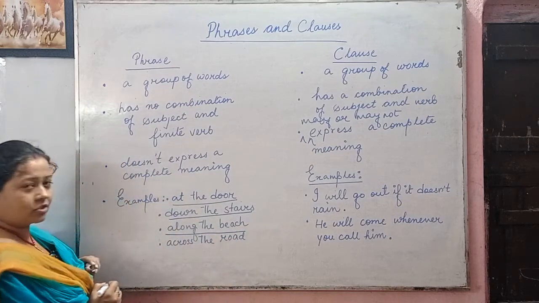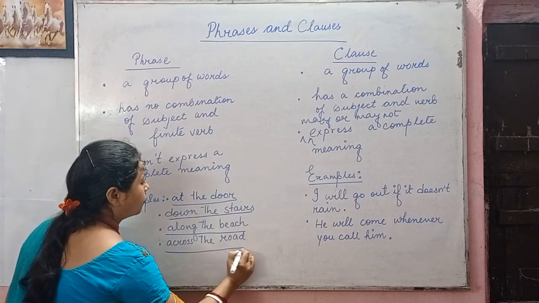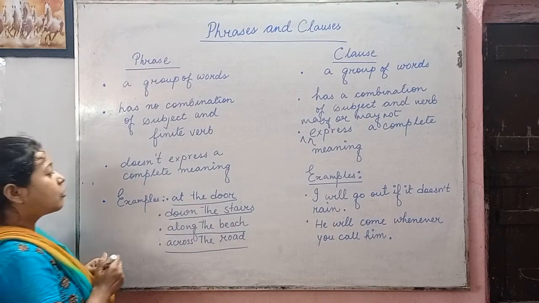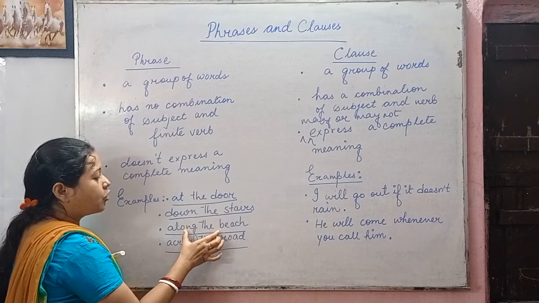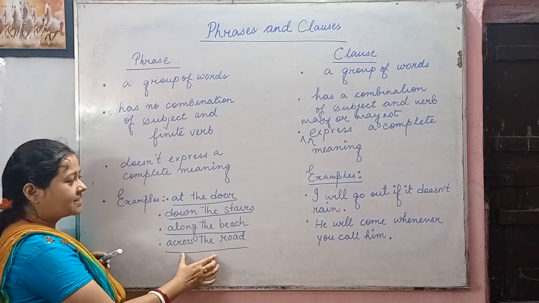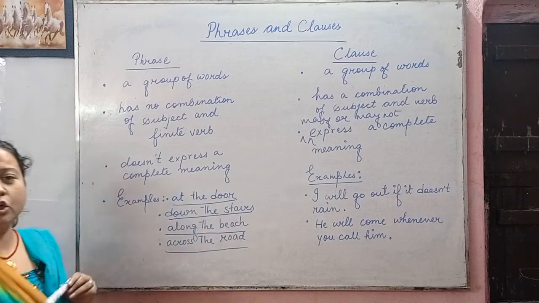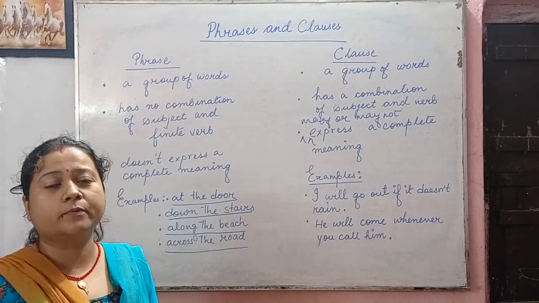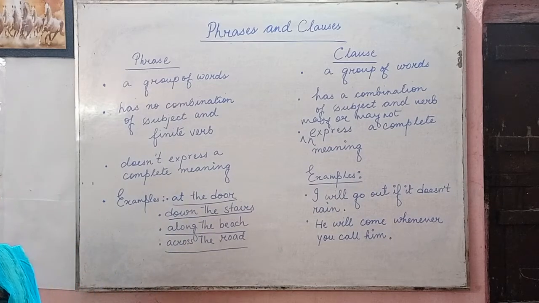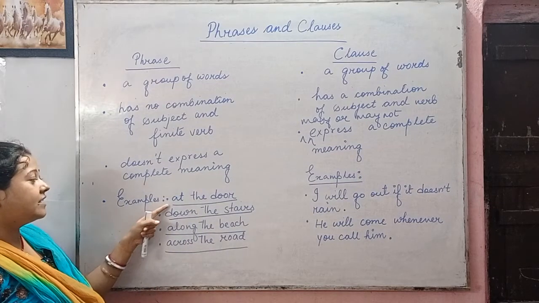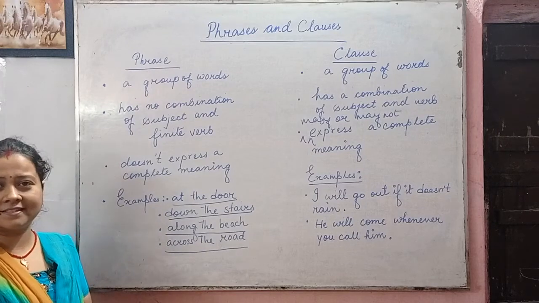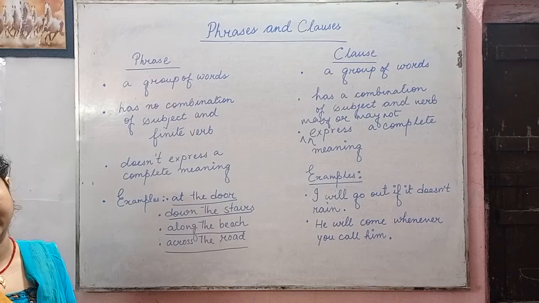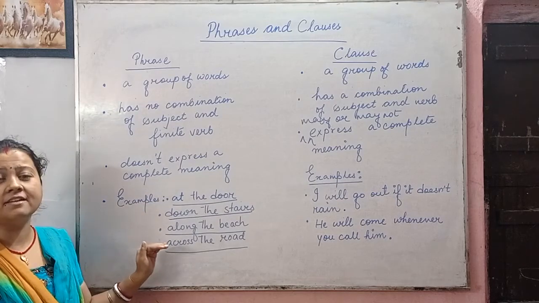Along the beach, across the road. Children, in all these phrases, you see, they are all groups of words, but they do not have the combination of subject and verb. The subject and verb combination is missing here. And look at one more thing, do these four phrases express any meaning on their own? No. It doesn't express any meaning.